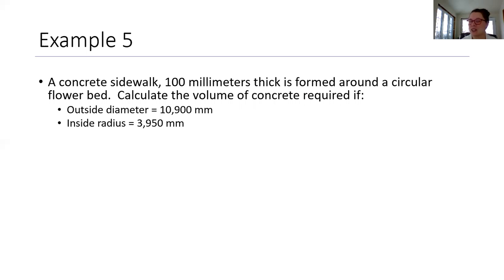In this case, we're putting a sidewalk around a flower bed. The sidewalk is 100 millimeters thick. And I want to know what's the volume of concrete if the outside diameter is 10,900 millimeters and the inside radius is 3,950 millimeters. The first thing I would do in a question like this is make a picture. So we have our flower bed. There's the outside and the inside. So here's my flowers.